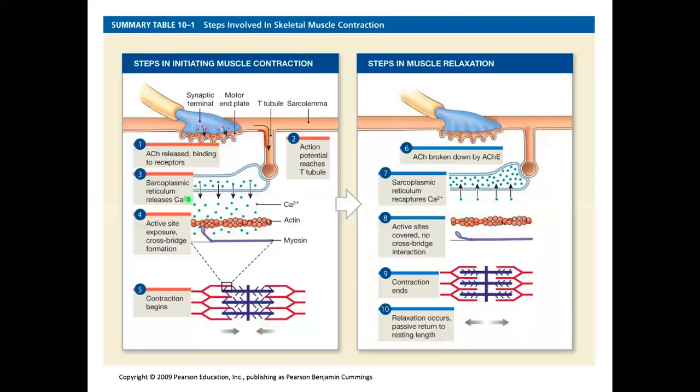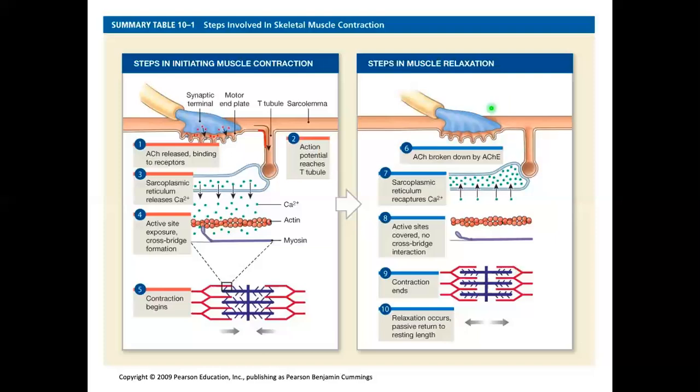Here's a side-by-side comparison. I want you to know the steps for contracting a muscle and for relaxation of a muscle. For contraction, you have to get that nerve, the skeletal muscle, excited. Then you have to take it in deep to the contractile filaments. Calcium's released. That ultimately causes contraction.